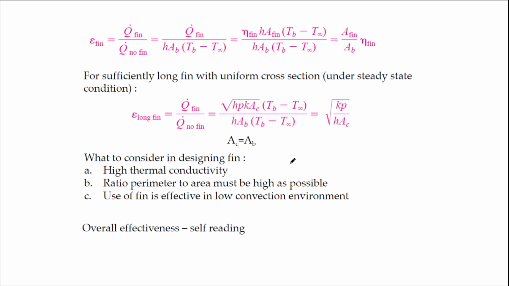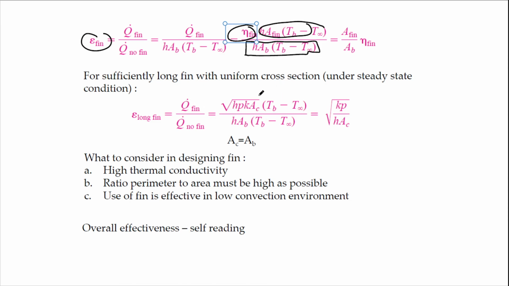For this equation, if you have the fin efficiency, multiply it by the base heat transfer, and you can get the actual Q fin. Q fin divided by the base with no fin gives you the effectiveness. So this is the interrelation of efficiency and effectiveness.